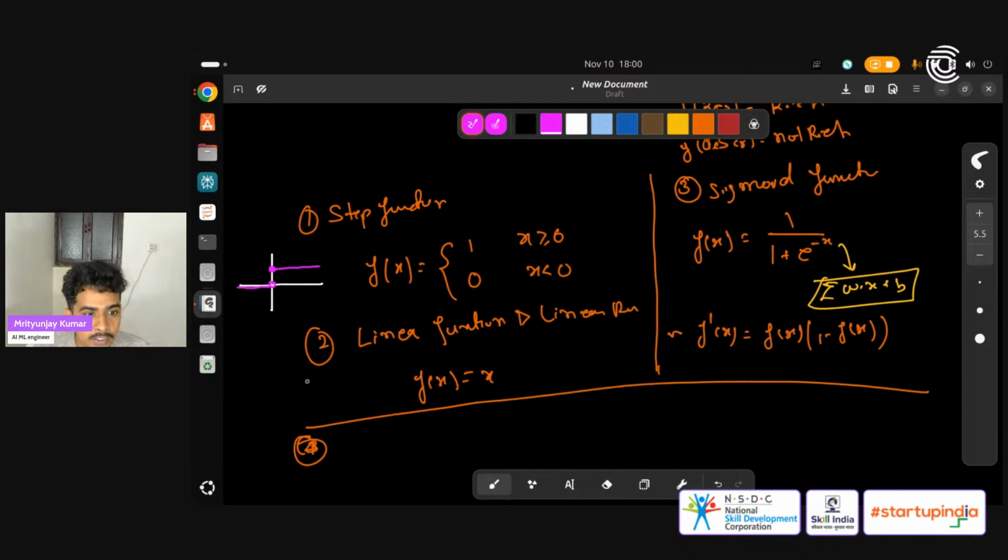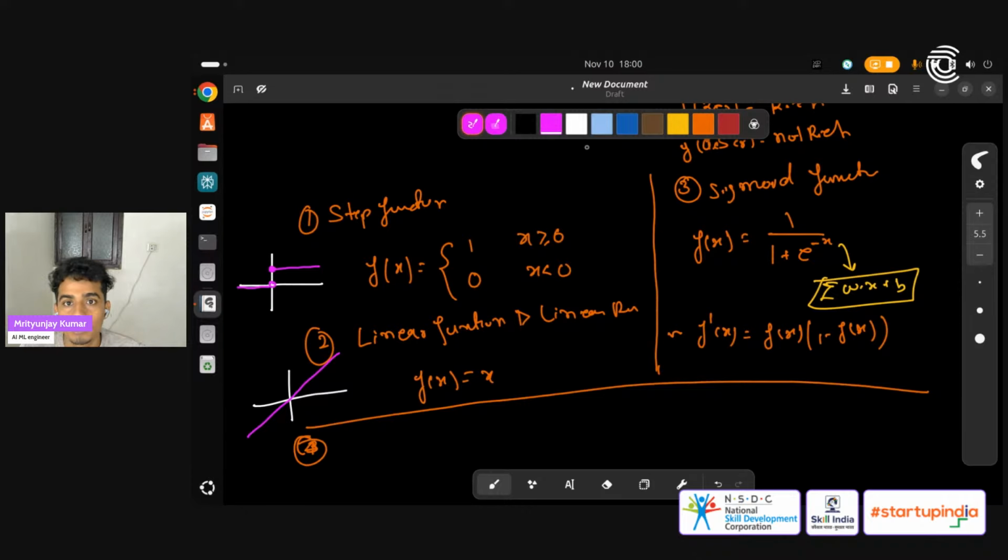For linear regression, if we draw the graph for the linear function, I have missed the linear. In this case, f(x) is x, meaning whatever the value of x, that is the value of y, it will be the same. f(x) is nothing but y only, right?